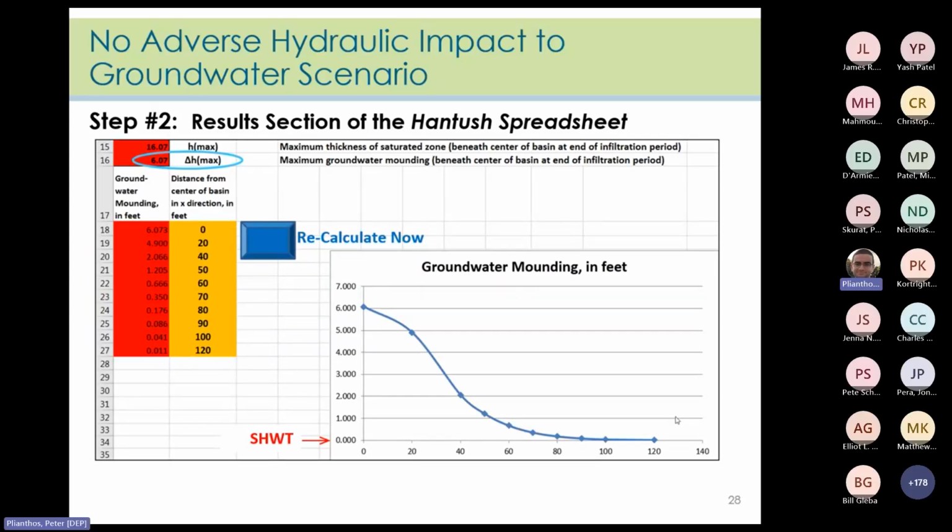With the inputs entered, I clicked the dark blue Recalculate Now button and took this screenshot after the macro finished plotting the blue curve. The results show in the red cell in row 16 the maximum height of groundwater mounding, represented by the variable delta H max equals 6.07 feet, which I have circled in light blue. And this is what will occur at the end of the duration of infiltration period.